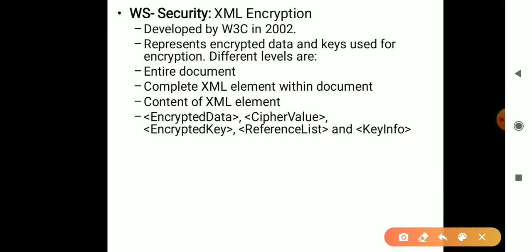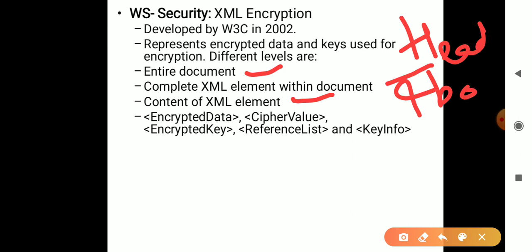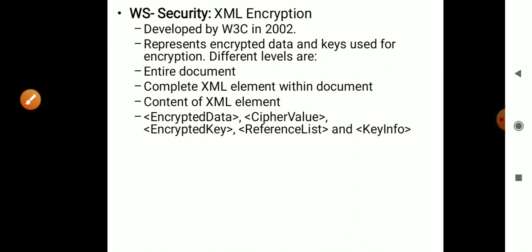So we need to make sure how this is being done. This is done either for the entire document, or for an XML element within the document, or for the content of the XML. So based on what content you want to exchange, the security is provided. Whenever the elements, or I can say the messages, are being exchanged, as I said, SOAP has the header and the body. Within this, the exchange of the elements takes place.